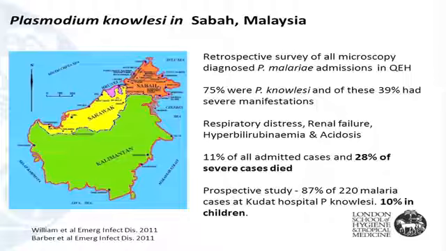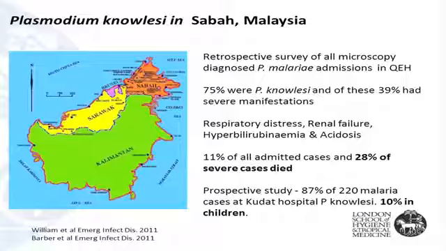The clinical features are detailed here. You'll notice no cerebral malaria, no sequestration of the parasite in knowlesi. But 11% of all admitted cases and 28% of these severe cases died. That close to 30% case fatality rate in severe malaria is very similar to what we see in P. falciparum. So whilst there are admittedly very few cases, it has the propensity to be a very severe infection when you get it.